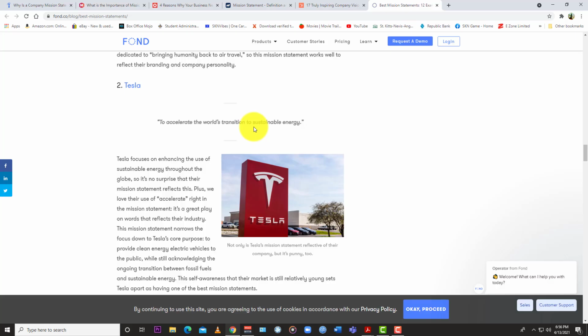You know what their why is? That's what they're there for. You know what their goal is? To enhance sustainability, to transition the world into more sustainable energy use. And you see that all the time because they want to move from the fossil fuel industry into more electric vehicles. So you understand what Tesla is about. You get that gist from their statement.